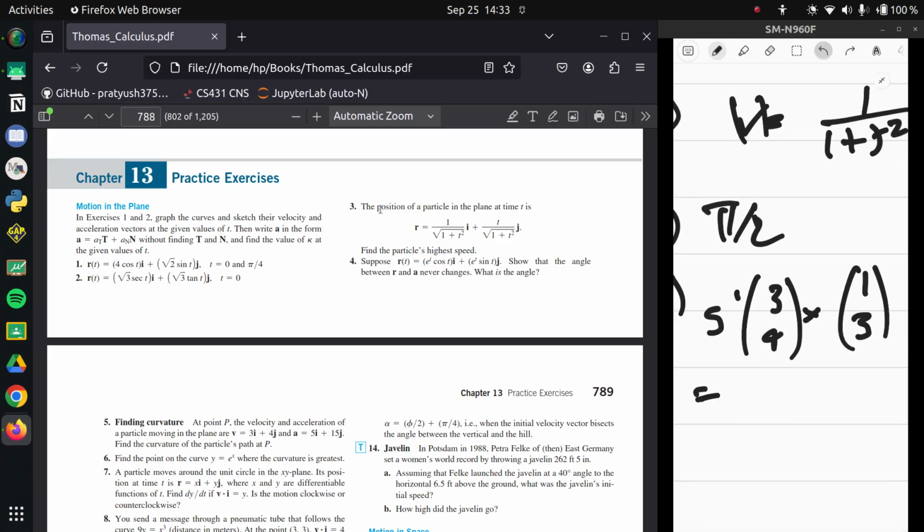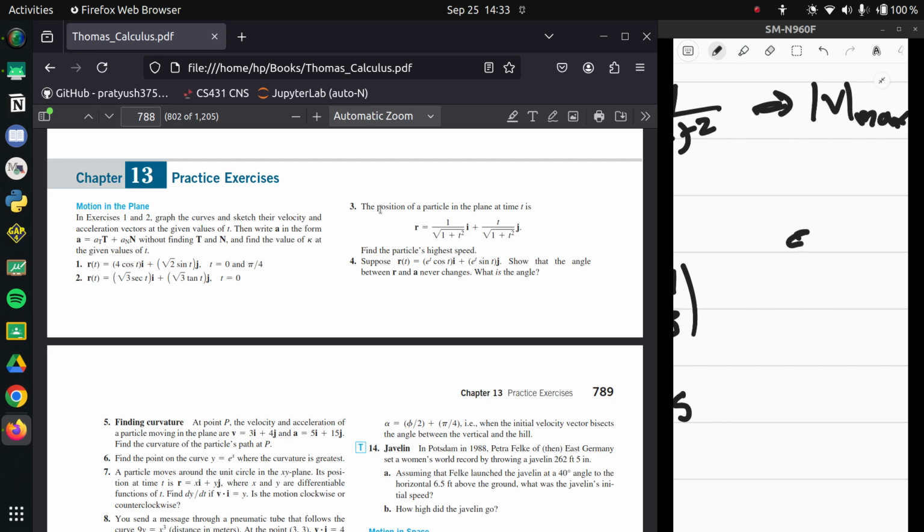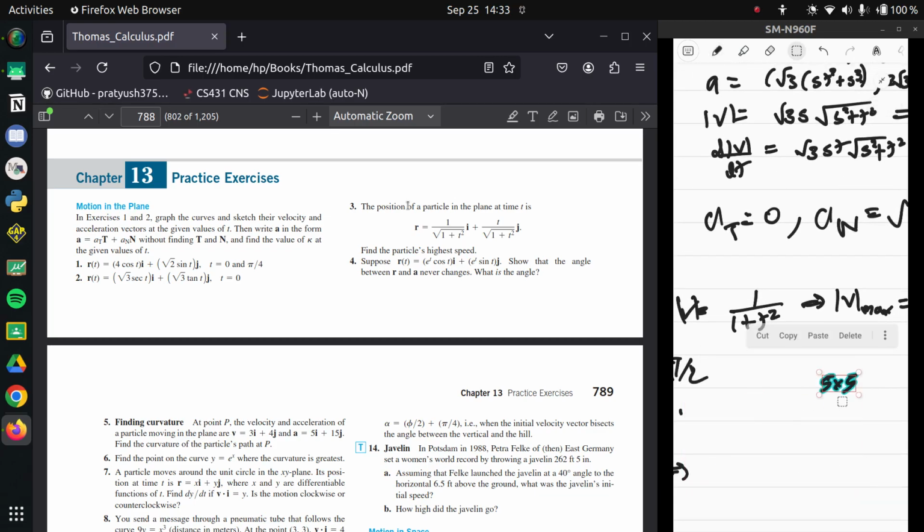You just take a derivative, so its magnitude would just be like 5, and then the determinant is just 9 minus 4, which is 5. So you have 5 cross 5 upon, since you want the curvature, velocity cubed, so it's 5 cubed. It's only 1.5, easy as that, which is okay. It's 1.5. Next question.